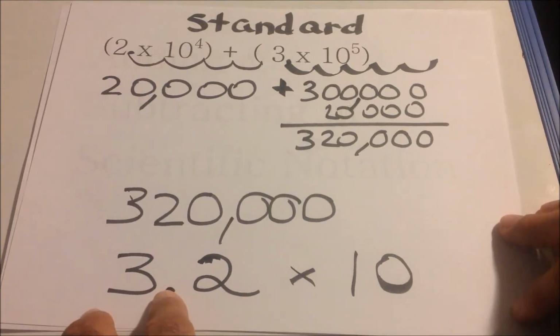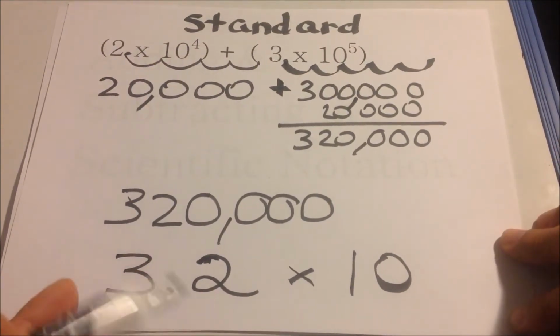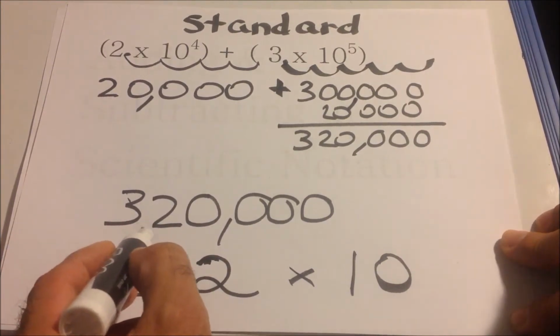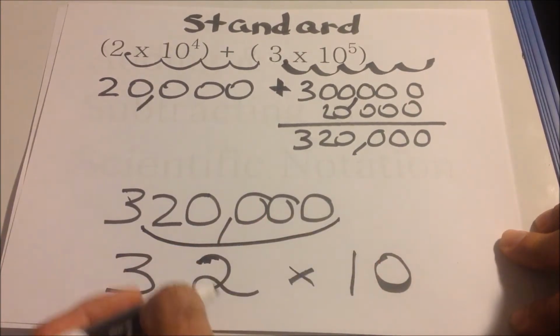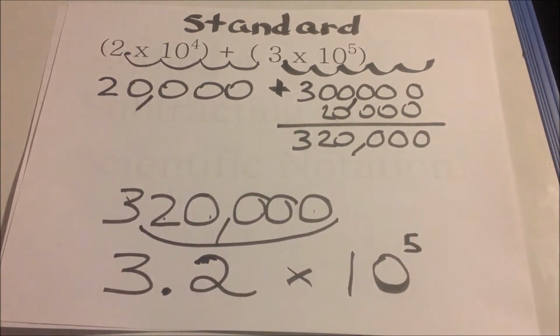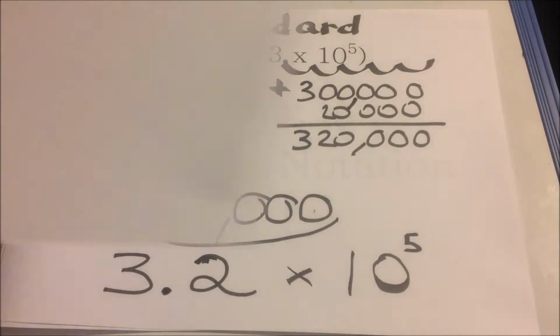Now, to find out what exponent we put, remember, this is where the decimal is. How can we get it back there? How many times are we moving it? 1, 2, 3, 4, 5. There we go. There's our answer: 3.2 times 10 to the 5th. So let's do a couple more so we understand it.